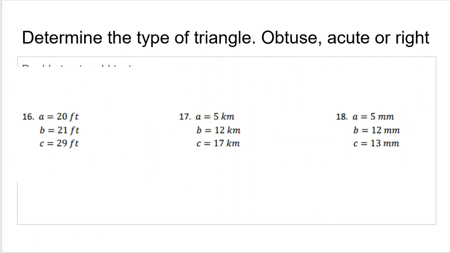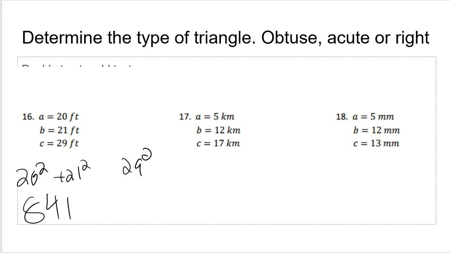All right, last three examples right here. We have 20 squared plus 21 squared, and then 29 squared. Let's figure this out. 20 squared plus 21 squared comes out to 841, and then 29 squared comes out to be 841. They're the same, so this is right.